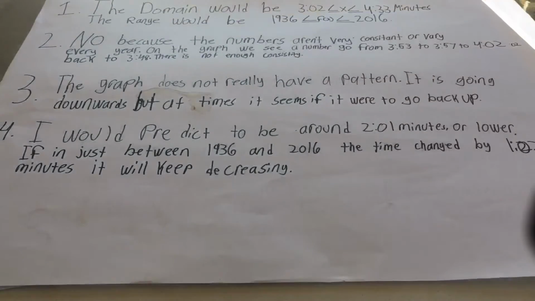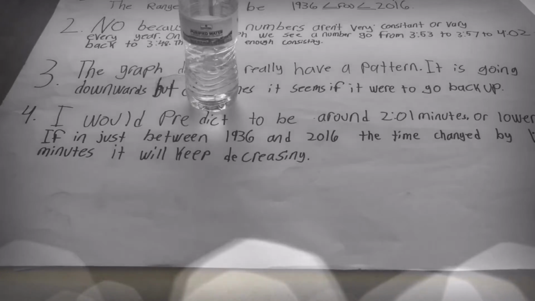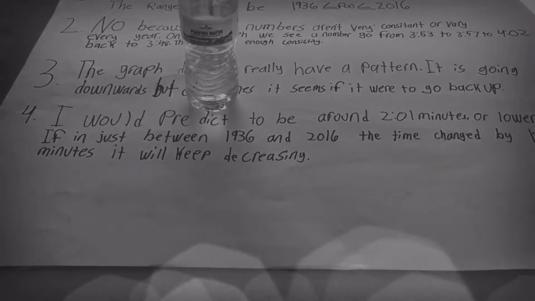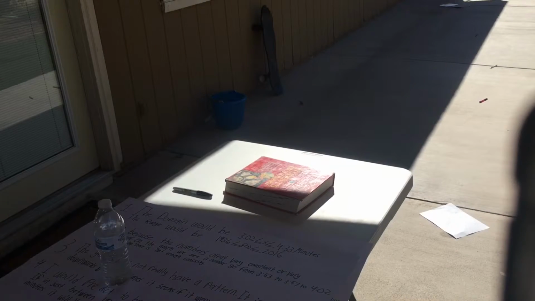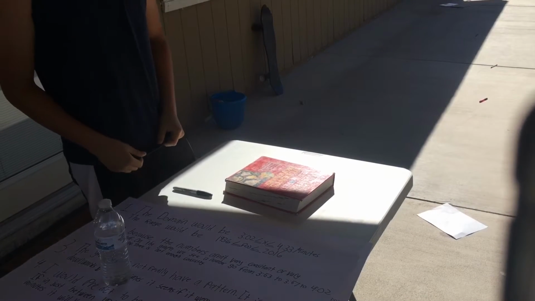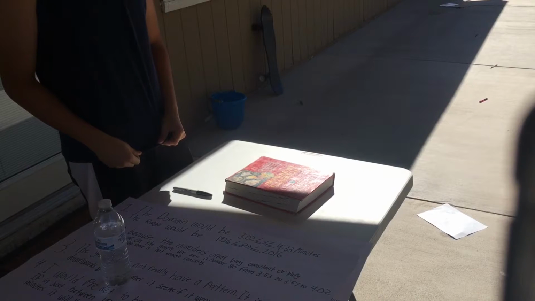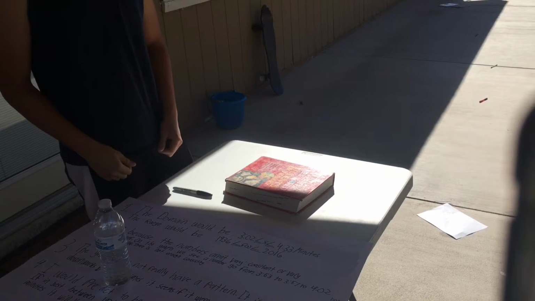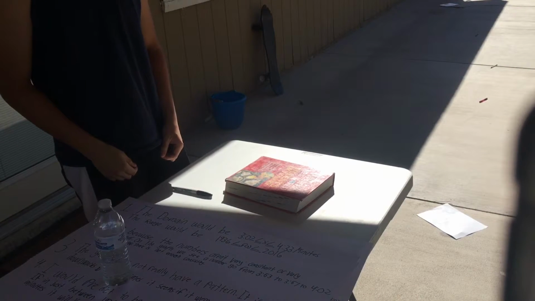For my prediction for this event in 100 years, I predict that the time would be around 2 minutes and 1 second, or even lower, because between what we see on the graph and on the table between 1936 and 2016, the time changed by 1 minute and 2 seconds. I am the one, the way your son don't need a gun to get respect up on the street. And that pretty much concludes my project of Olympic success of the 100-meter kayak sprint for men.